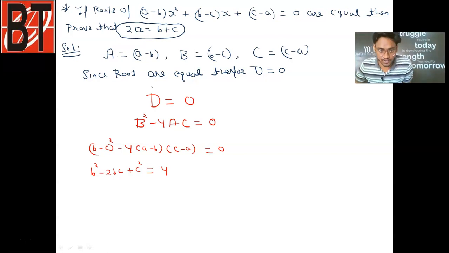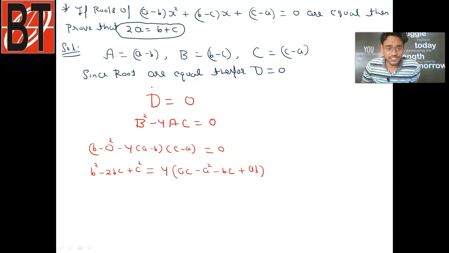Okay, don't get confused. If I multiply these two brackets, students, what am I going to get? I am going to get A into C, AC, then A into minus A, minus A square, then minus B into C, minus BC, and minus B into minus A, it's a plus BA or AB. No problem. Now we have to just simplify.